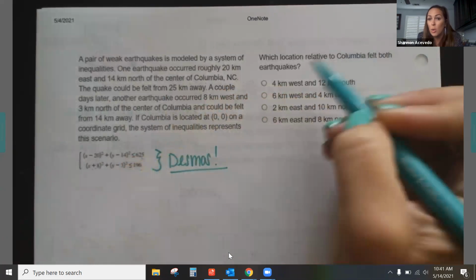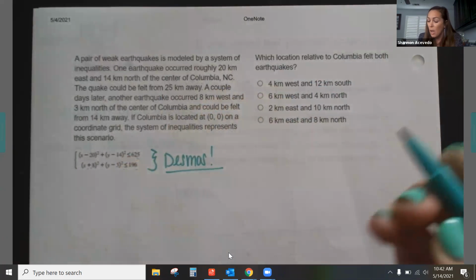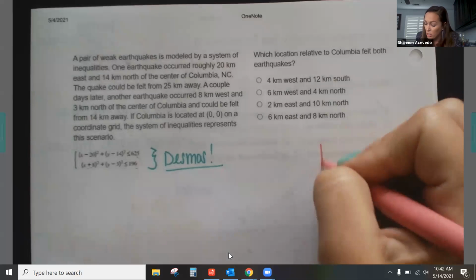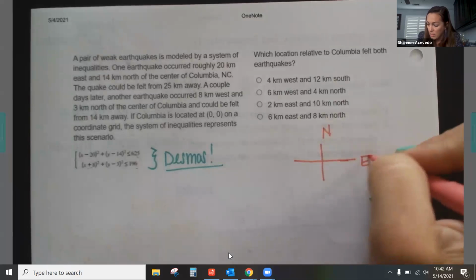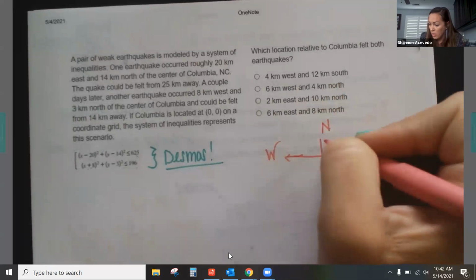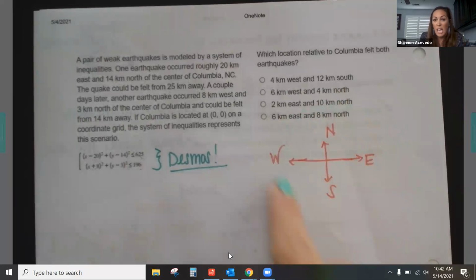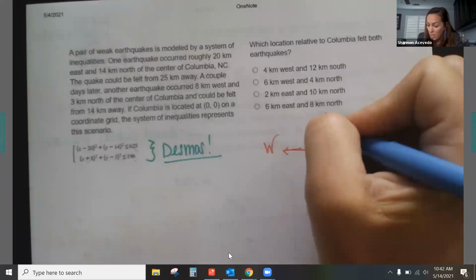Okay, then it's asking you which location relative to Columbia felt both earthquakes. And we talked about this yesterday, where this represents my directions. They're all in a directional coordinate. So I have my north, east, south, and west, right? Well, if I'm going to be doing anything that's going to the north, then if I look at this as my x-axis, if I'm going north, then that's going to be a positive value.